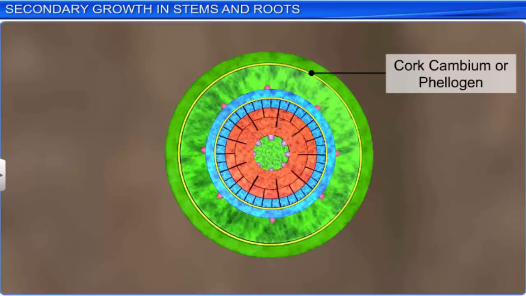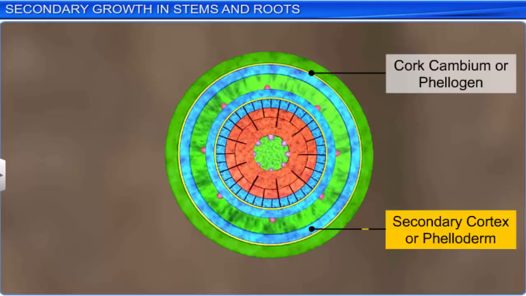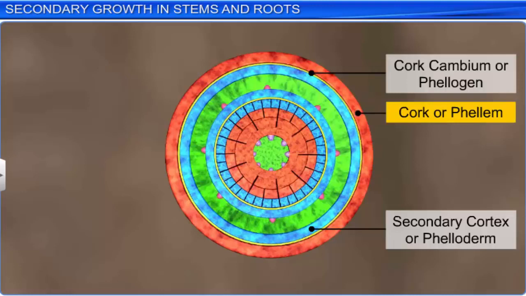In the phellogen, differentiation of cells begins on both sides. As a result, the cells of the inner surface differentiate into the secondary cortex or phelloderm, while the cells of the outer surface differentiate into cork or phellem. Tissues resulting from secondary growth in the cortex, namely cork, phellogen and phelloderm, are collectively called periderm.